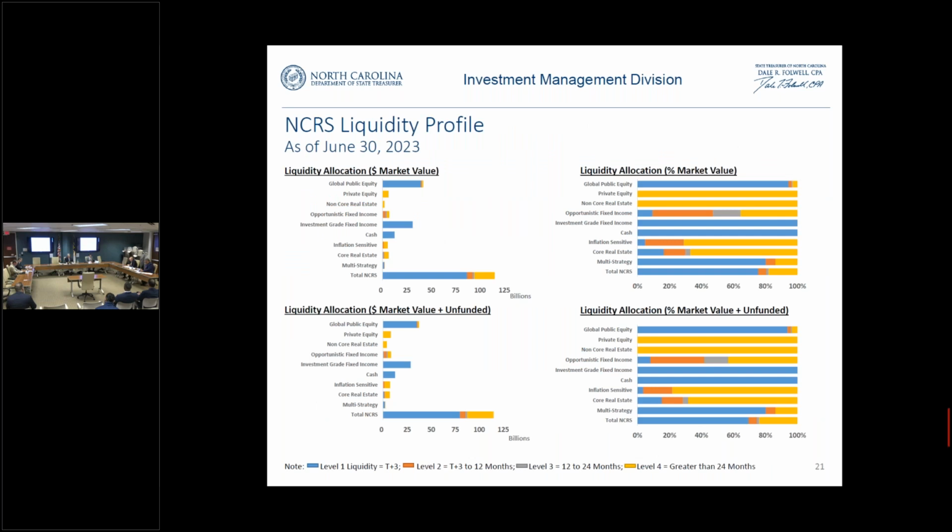Looking at liquidity profile, again, this doesn't change dramatically from quarter to quarter. The left side shows the liquidity allocation in dollars. The right side shows it in percentages. So you can see, we like to maintain by policy a level 1 liquidity, which is extremely liquid, T+3 type settlement. We like to maintain at least 70% of the plan in that by policy. And as of the end of June, we were at about 76% level 1, which is significant liquidity for any of our cash needs.